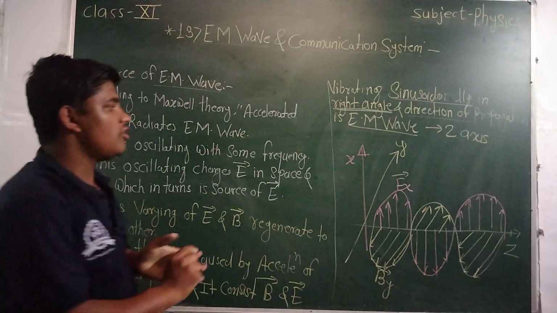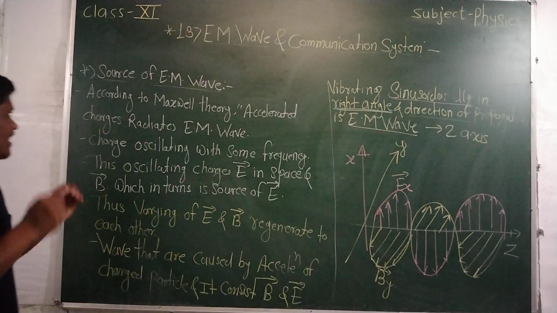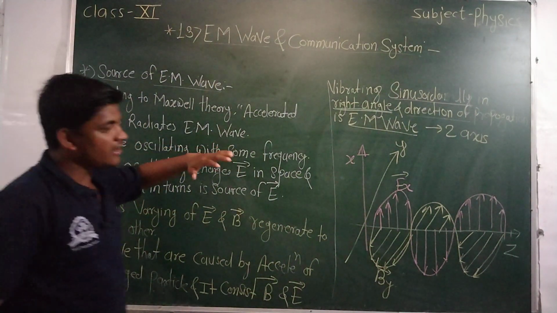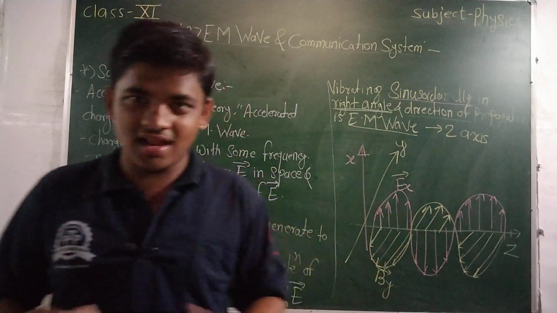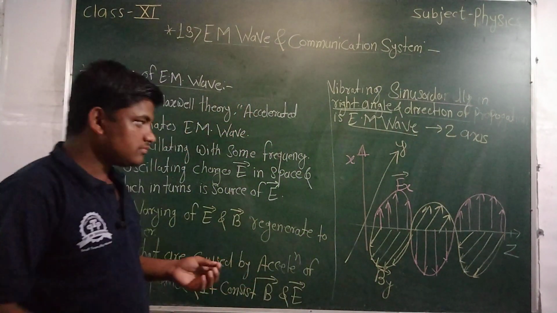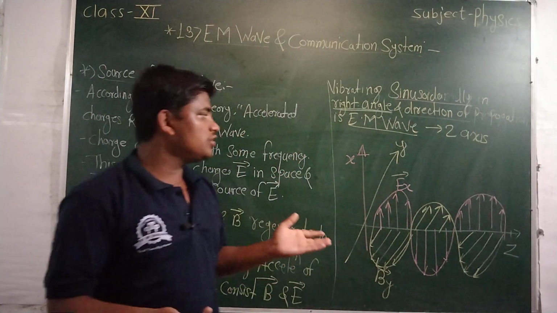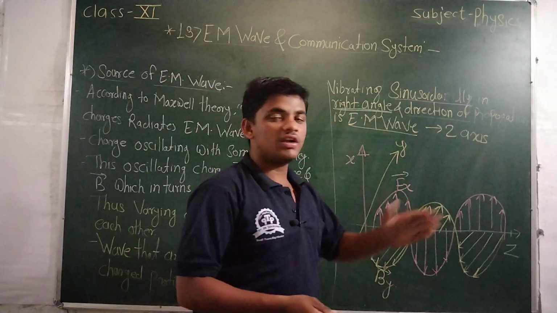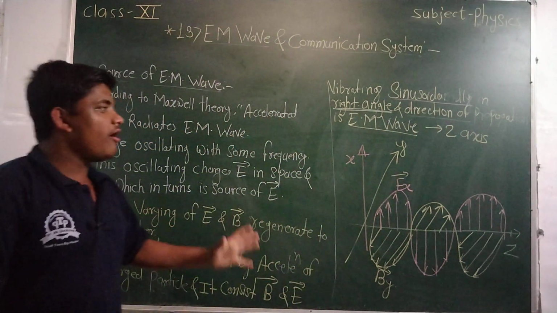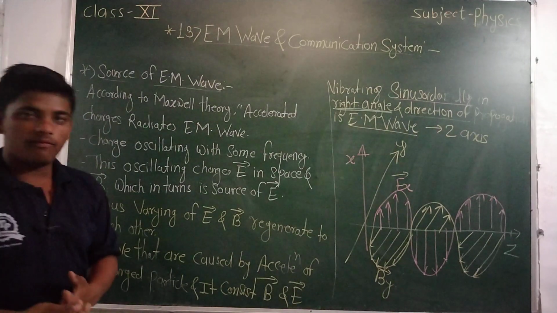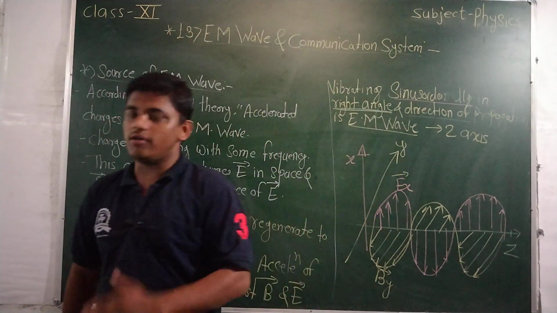This is the main source of electromagnetic waves. According to Maxwell's theory, accelerated charges radiate electromagnetic waves. Accelerated charges produce magnetic as well as electric fields in space, and the magnetic and electric fields are perpendicular to each other. They are also perpendicular to the direction of propagation of the electromagnetic wave. This is all about the formation or source of electromagnetic waves, that is EM waves.